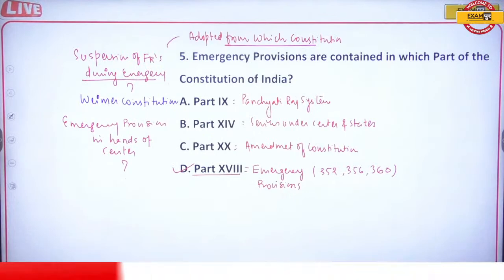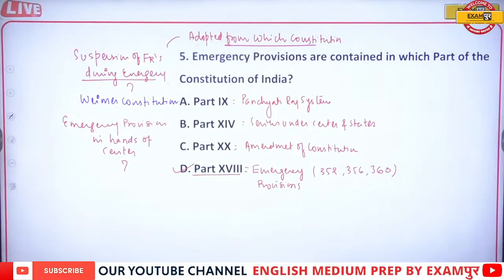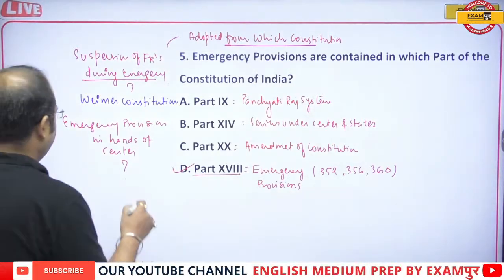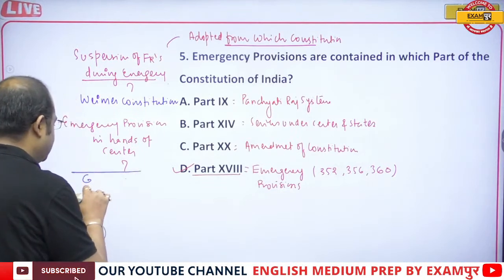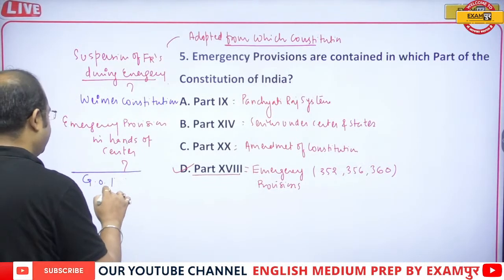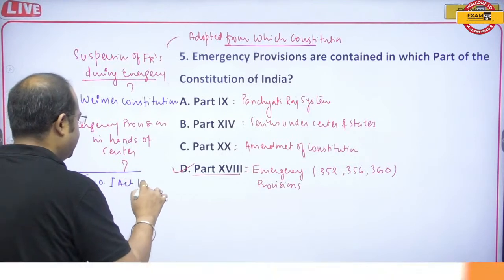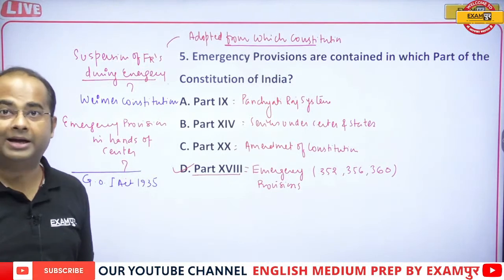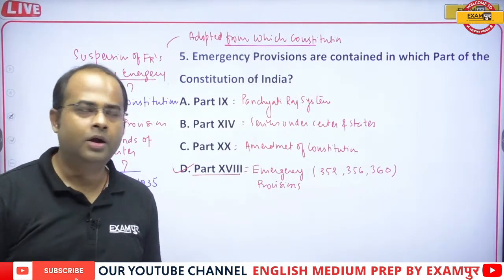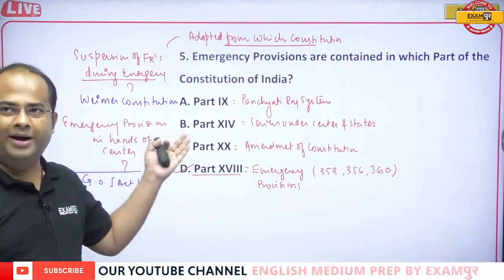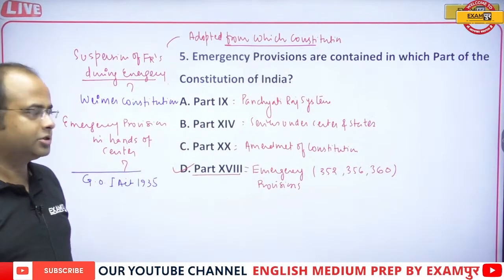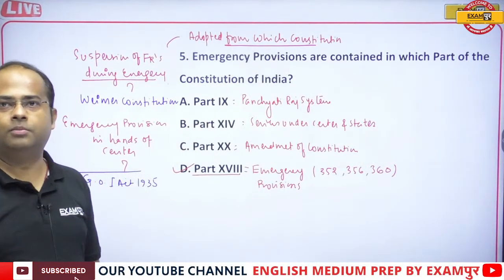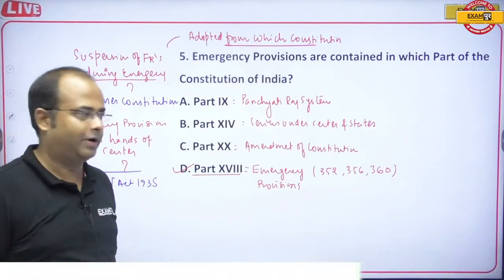Now, the next thing, emergency provisions in the hands of the center. It is adopted from the Constitution of which country, guys? Very good. The second one is adopted from the Government of India Act. Definitely correct. So that has been adopted from the Government of India Act 1935. So the first one is adopted from the Weimar Constitution, the German Constitution, and the second is adopted from the Government of India Act 1935.